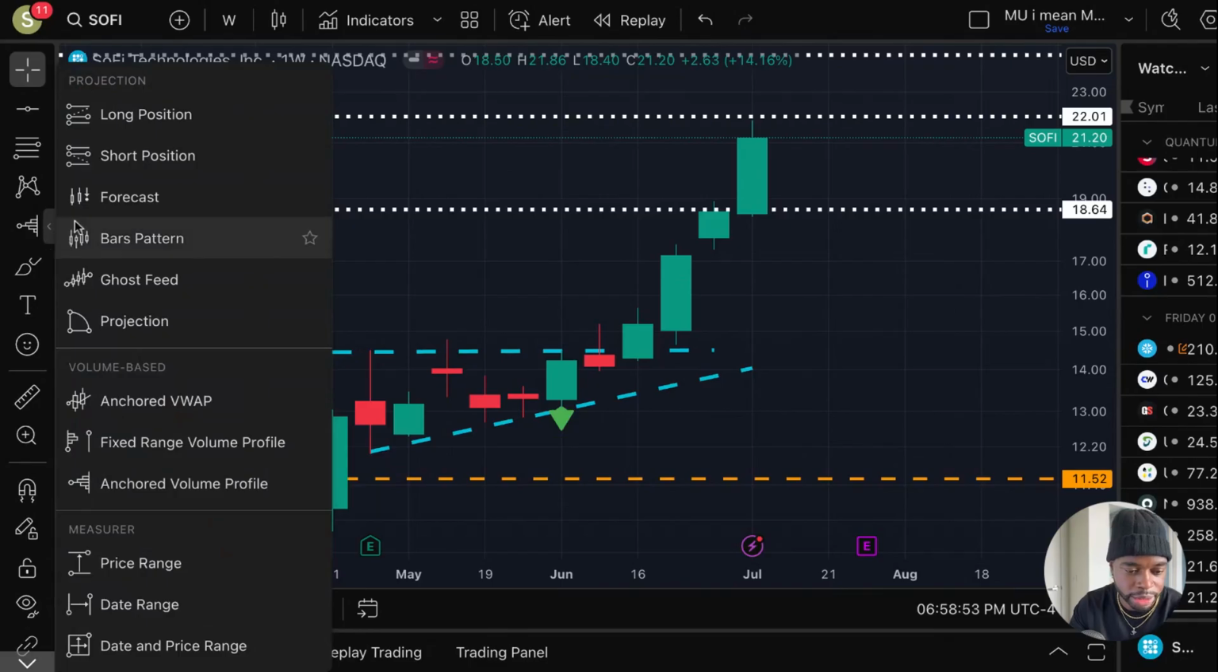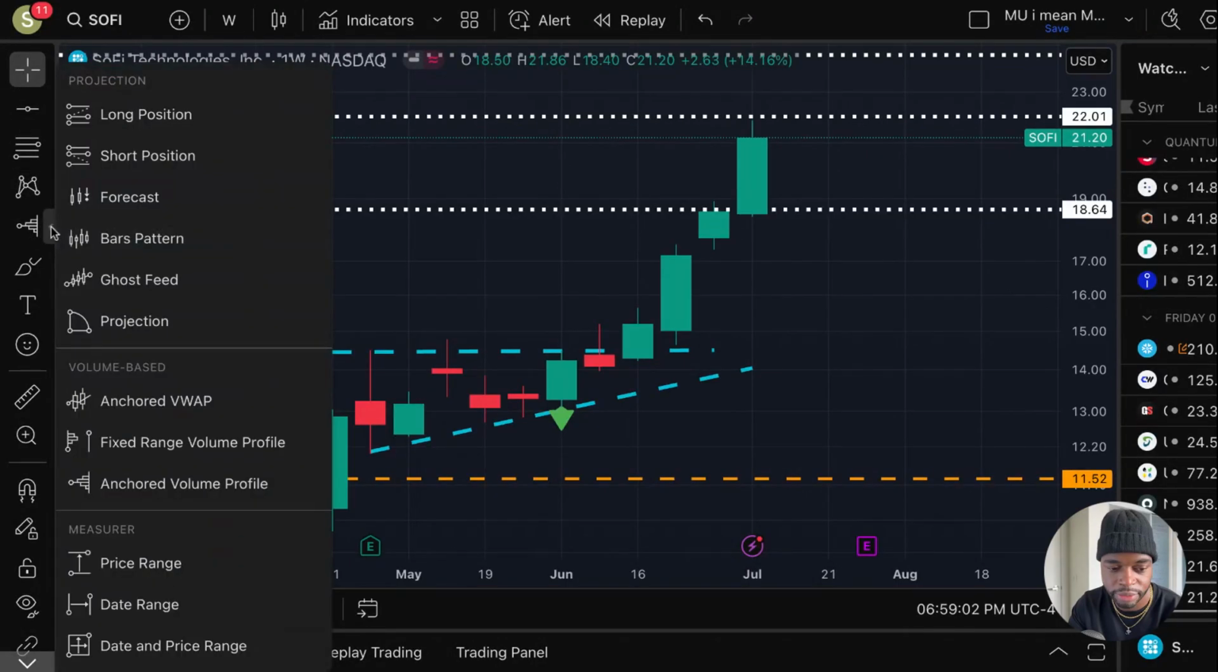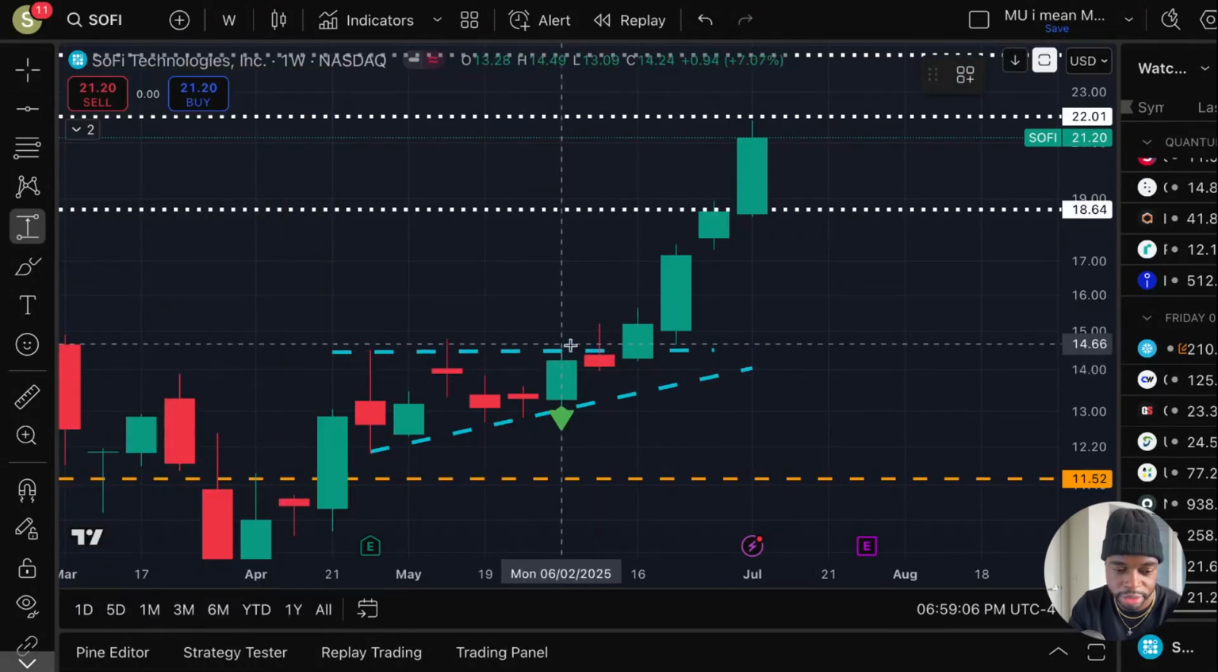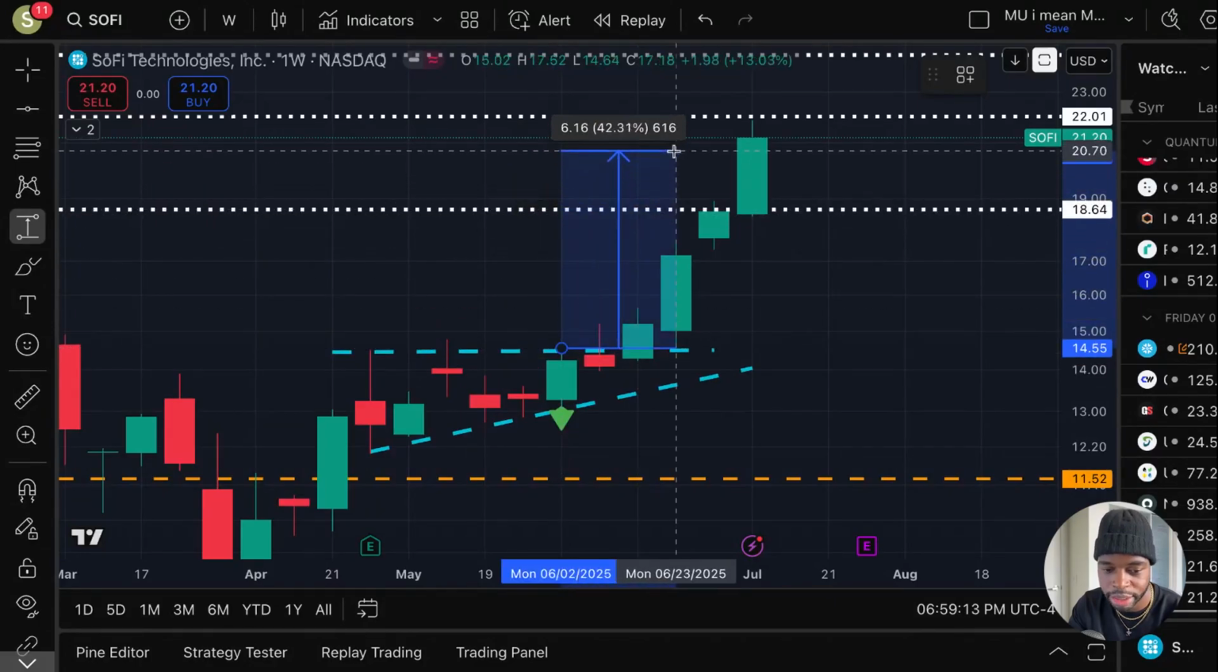All right. Besides that, let's go into price range. So this is another tool that I like. So again, selection on the left-hand side, the 5th selection. Go down to measurer, and I like to use this measurement tool to see how many points did this move, or what percent gain was this.